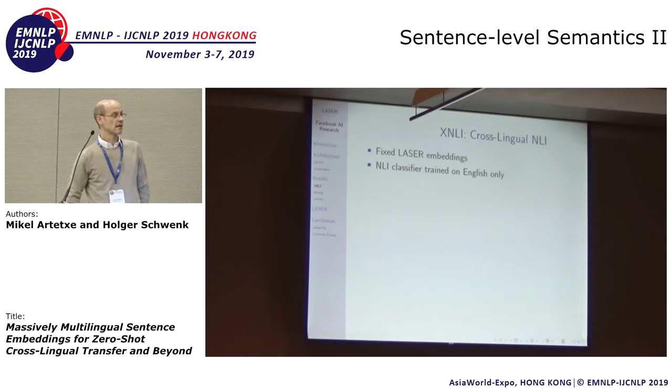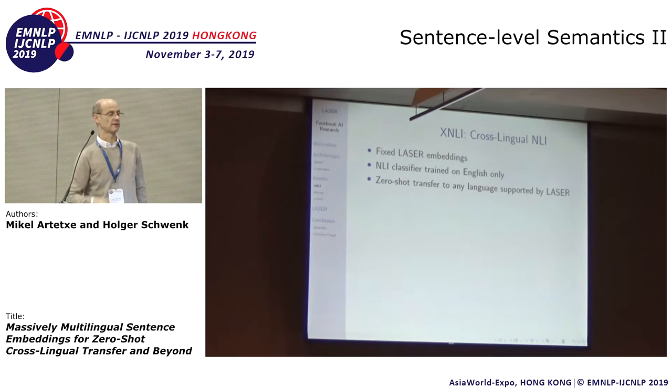Just give me some examples for NLI tasks. So it's a corpus called XNLI, which generalizes NLI to 14 different languages. This means for input of two sentences, you have to decide, are they related, neutral, or opposite? And we use the LASER embeddings, train the classifier on English only, and then can transfer it to many different languages without using any resource in that language.